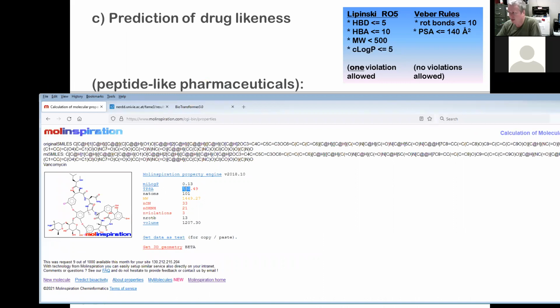Polar surface area is out the roof, right? 530. Very polar molecule, and that definitely violates the Weber rules. Number of atoms, whatever, but the molecular weight's huge. The number of hydrogen bond acceptors is 33 as opposed to 10, and the hydrogen bond donors are 21 as opposed to 5. There's 3 Lipinski violations, and also the rotatable bond count's too high.